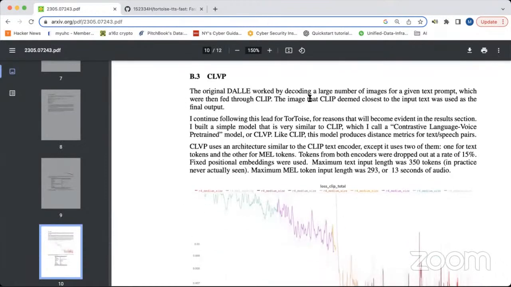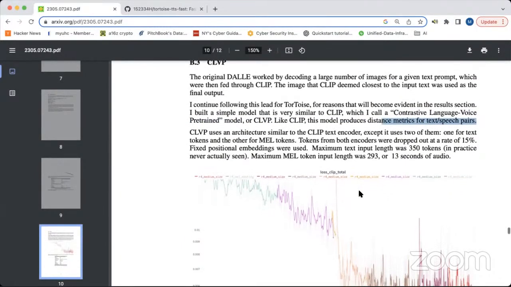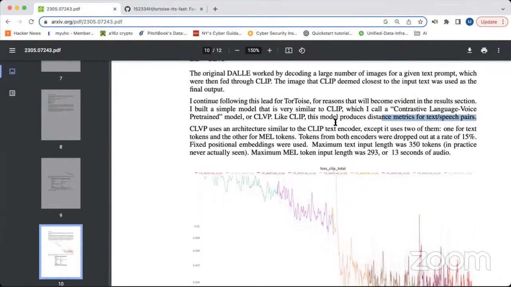Then the CLVP, that is very similar to CLIP, which he used to re-rank, right? So the original DALL-E worked by decoding a large number of images, which were re-ranked using CLIP. He continued following the lead for Tortoise, for reasons that will become evident in the results section. He built a simple model that is very similar to CLIP, which he called contrastive language voice pretrained. It produces the distance matrix for the text and speech pairs. And that's how he ranks it. It's similar to the text encoder, except that it uses two of them, one for the text tokens and one for the MEL tokens, which makes sense because he had both.